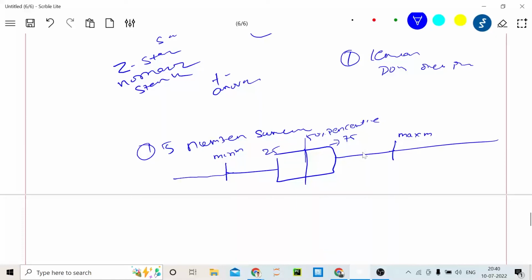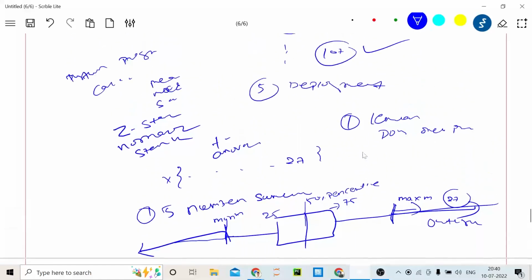The box plot is looking like this. This is the minimum, and this is the maximum. Data that comes before the minimum or after the maximum is considered an outlier. I will teach you in the next class. If in a sample set the value 27 is present, and you draw a box plot, this 27 is coming after the maximum, so you can know that 27 is the outlier.